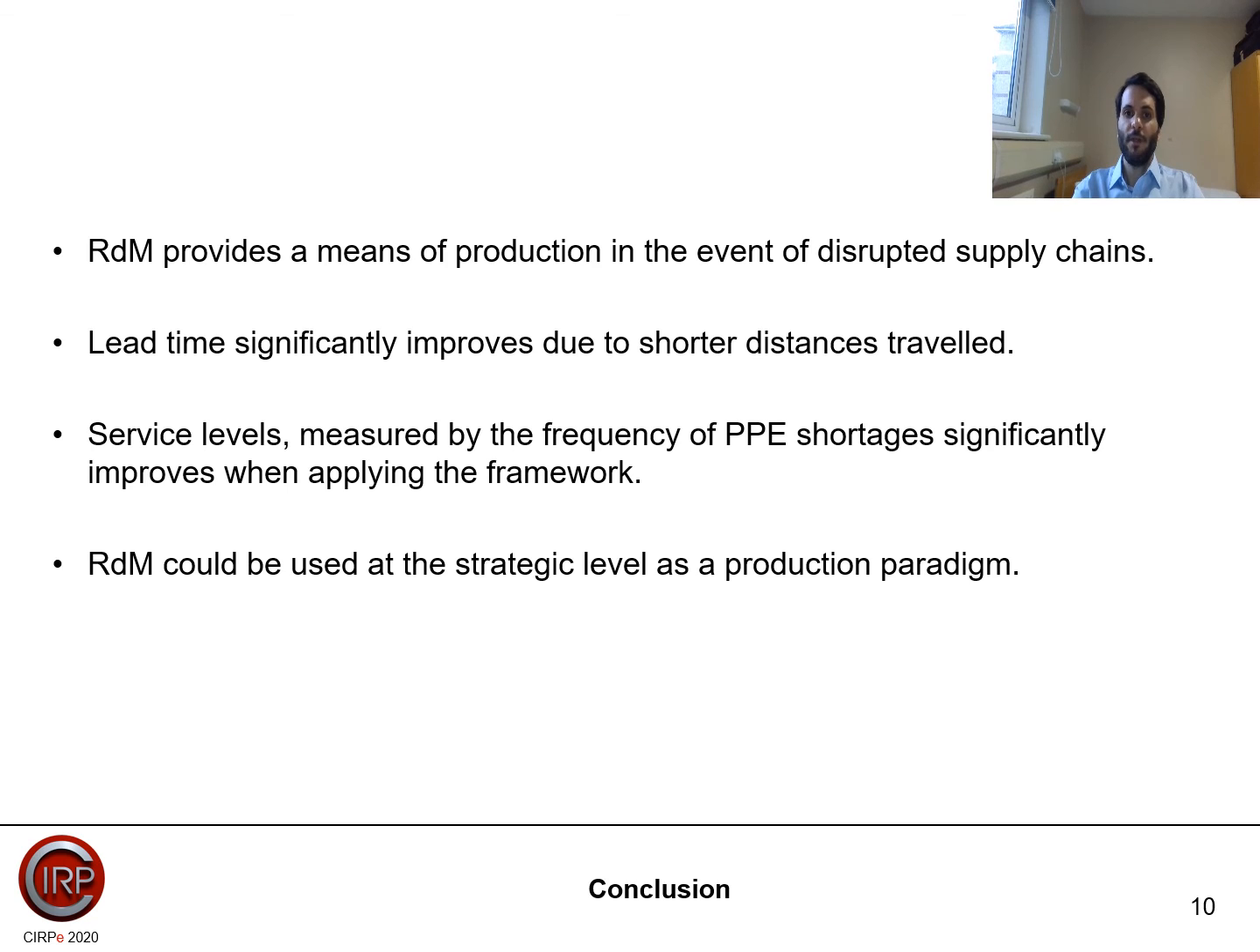Lead time significantly improves due to shorter distances traveled, and service levels measured by the frequency of the face shield shortages significantly improves when applying the framework to design a production network. And finally, redistributed manufacturing could also be used as a strategic tool for strategic long-term production rather than a temporary solution.